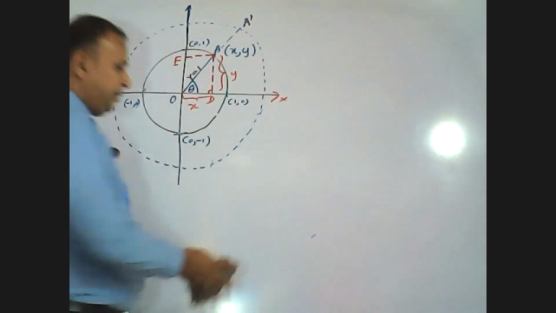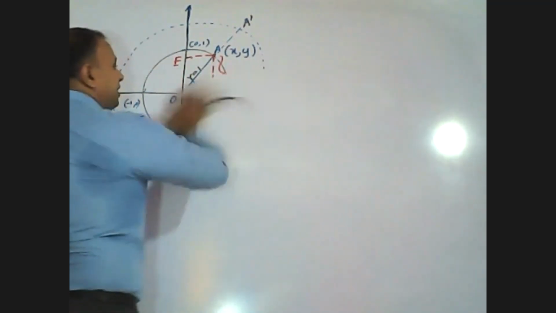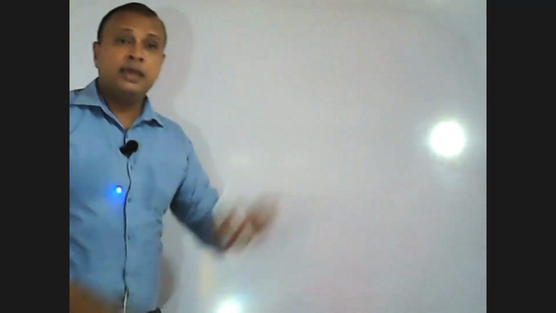Okay, actually we can use a circle with any radius to define trigonometric ratios, but the standard is the unit circle. That is the only reason to use the unit circle to define trigonometric ratios.